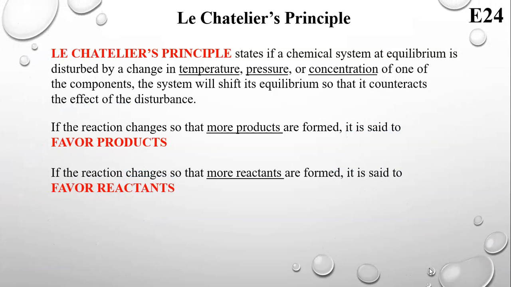Okay, Le Chatelier's principle. Le Chatelier's principle states if a chemical system at equilibrium is disturbed by a change in temperature, pressure, or concentration of one of the components, the system will shift its equilibrium so that it counteracts the effect of this disturbance. In other words, it wants to put itself back in equilibrium. If the reaction changes so that more products are formed, it is said to favor products. If the reaction changes so that more reactants are formed, it is said to favor reactants.